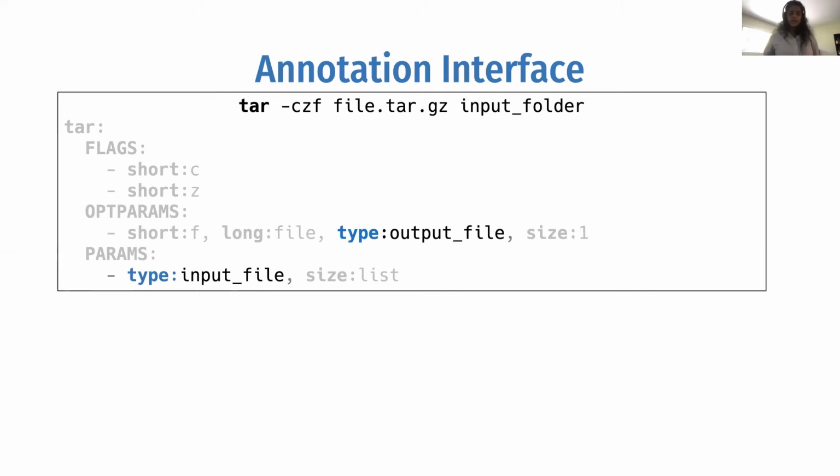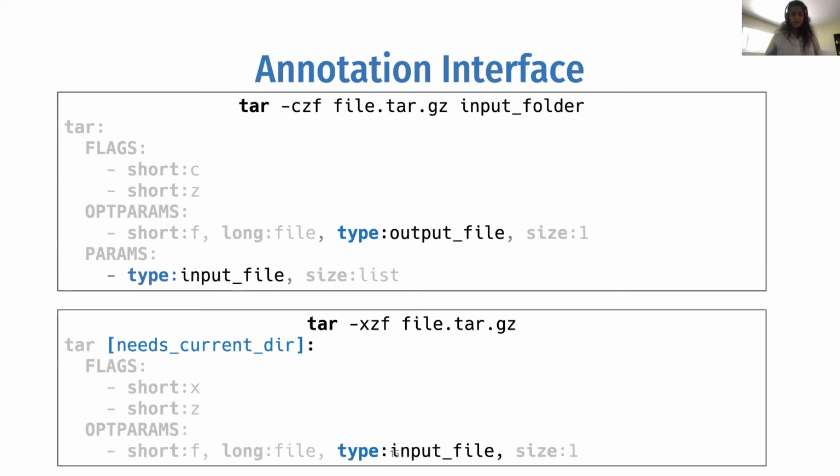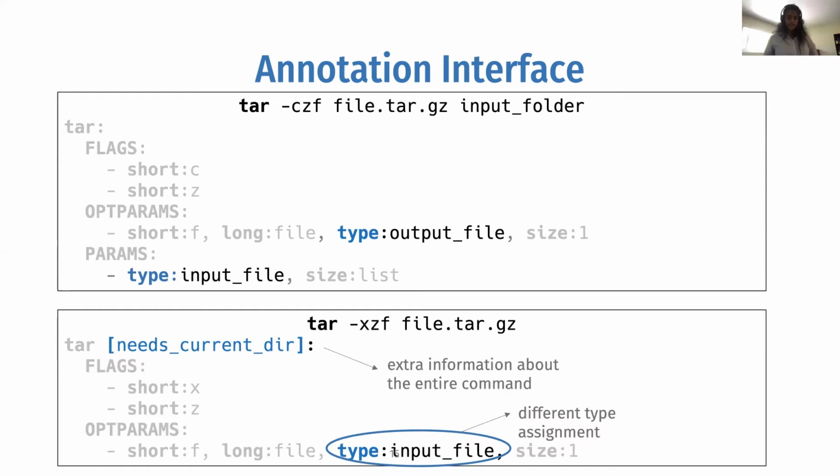If you recall, this annotation for tar -c would not work in the case of tar -x, where the argument following -f is not an output file. So POSH allows there to be multiple annotations per command, and it tries one until it finds one that fits the current invocation. Here, you can see the argument for -f has a different type assignment. Additionally, annotations contain extra metadata about the entire command. In this case, this keyword indicates that the command implicitly needs the current directory.